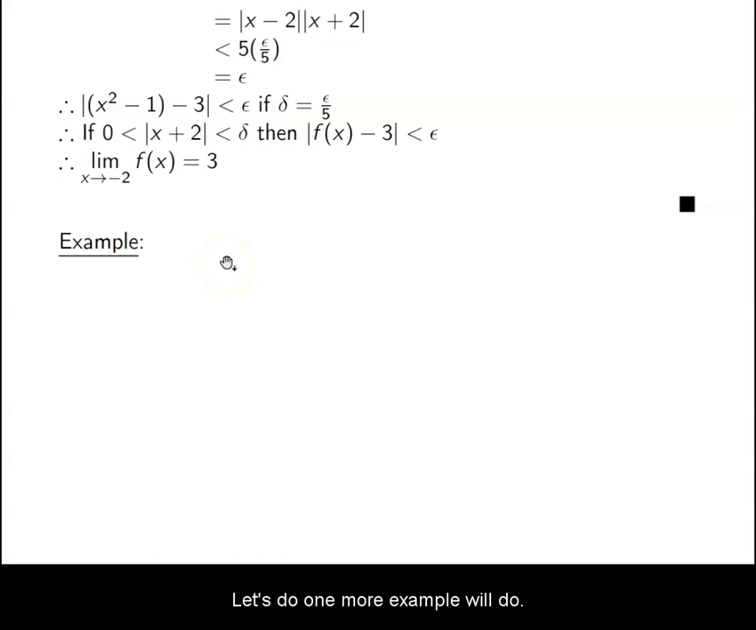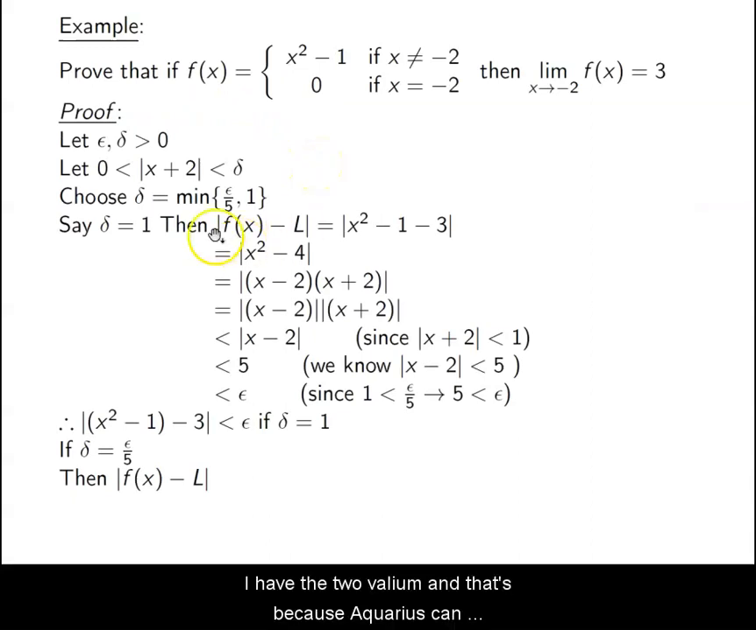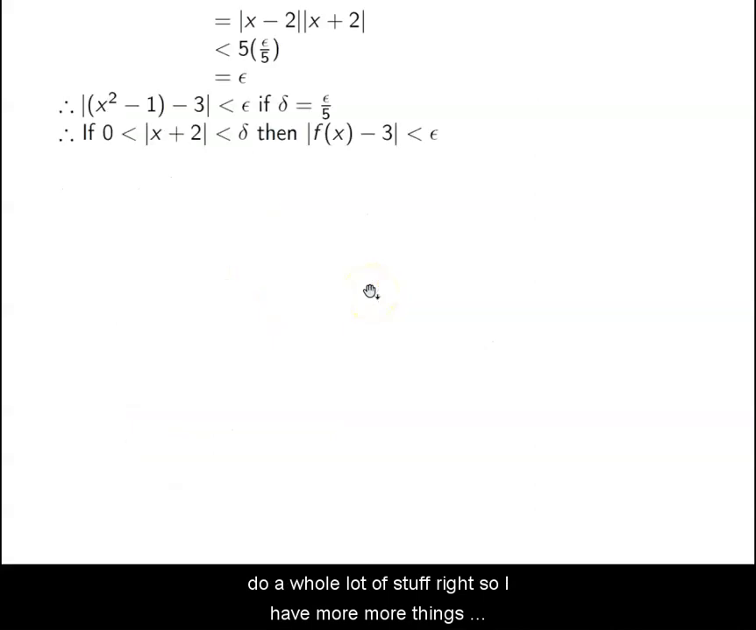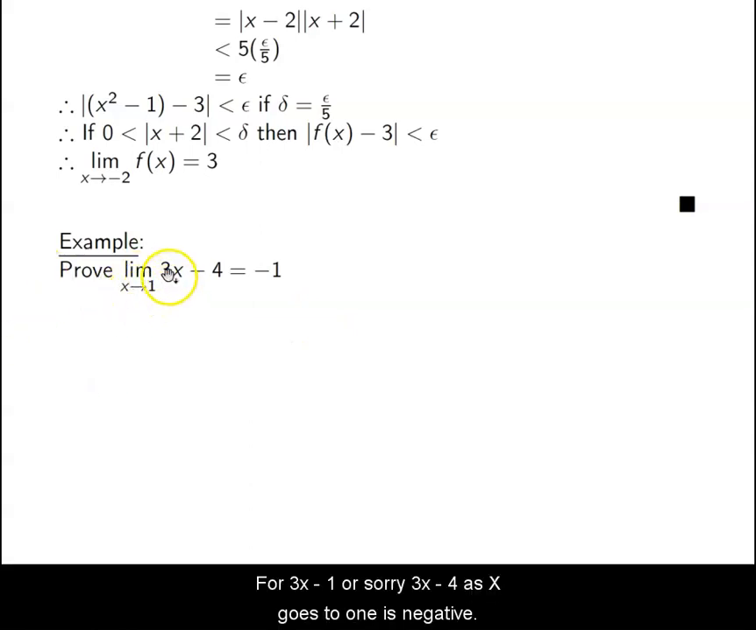We'll do a limit proof for a linear function, for a line. It's much simpler to do and easier to understand than it is for a quadratic. For a quadratic, I'd have the two values, and that's because x squared can do a whole lot of stuff, right? So I have more things going on. So let's go ahead and prove that the limit of 3x minus 4 as x goes to 1 is negative 1.